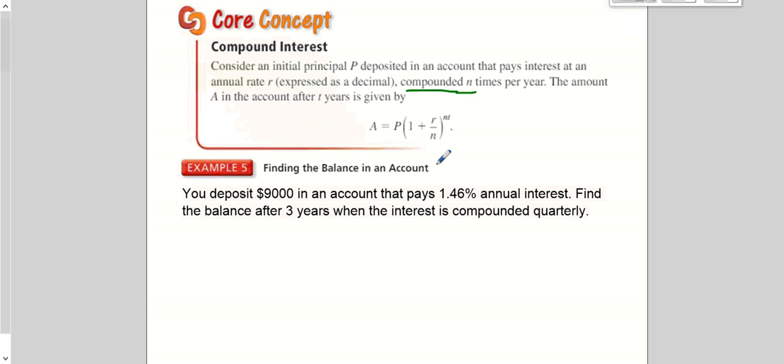Finding the balance in an account. You deposit $9,000 in an account that pays 1.46% annual interest. Find the balance after 3 years when the interest is compounded quarterly. All right, write down the formula we need. And we're going to figure out what variables all these numbers represent.